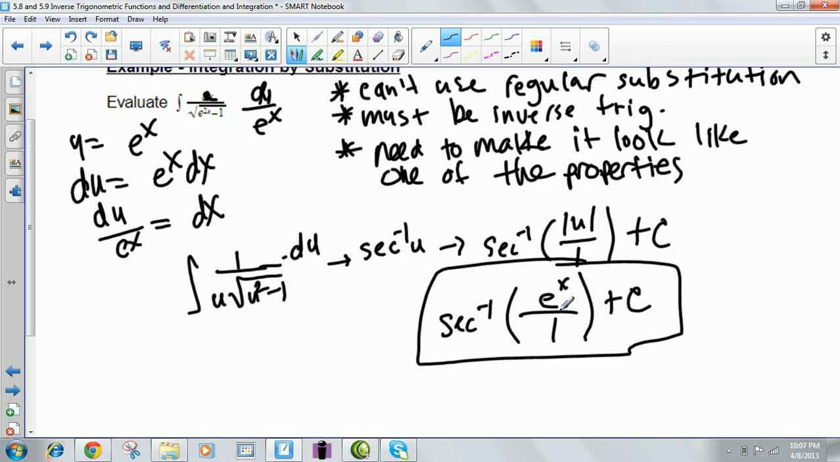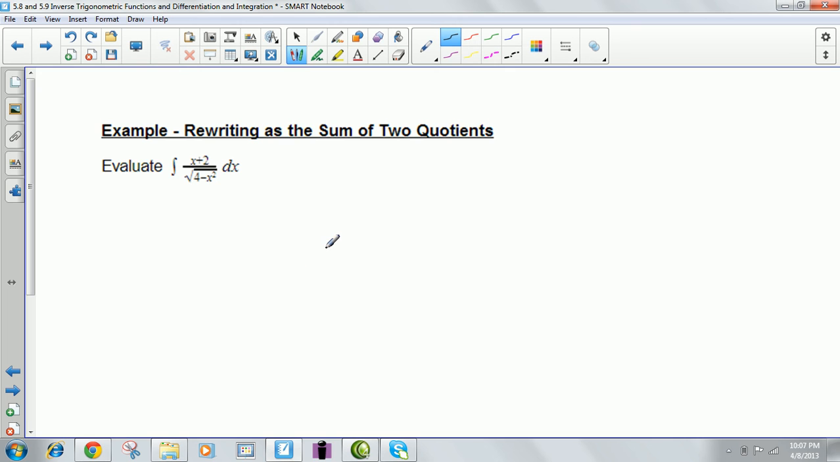That's actually the identity for the inverse secant. So then when you plug that in, that's going to be the inverse secant. Remember, it's the absolute value of u over, in this case, 1, plus c. And then when you plug those values in, it'd be the inverse secant of e to the x, which is always positive, so we don't need the absolute value bars, over 1, and then plus c. And you don't necessarily need that over 1, but that's okay. And then you can just leave it like that.